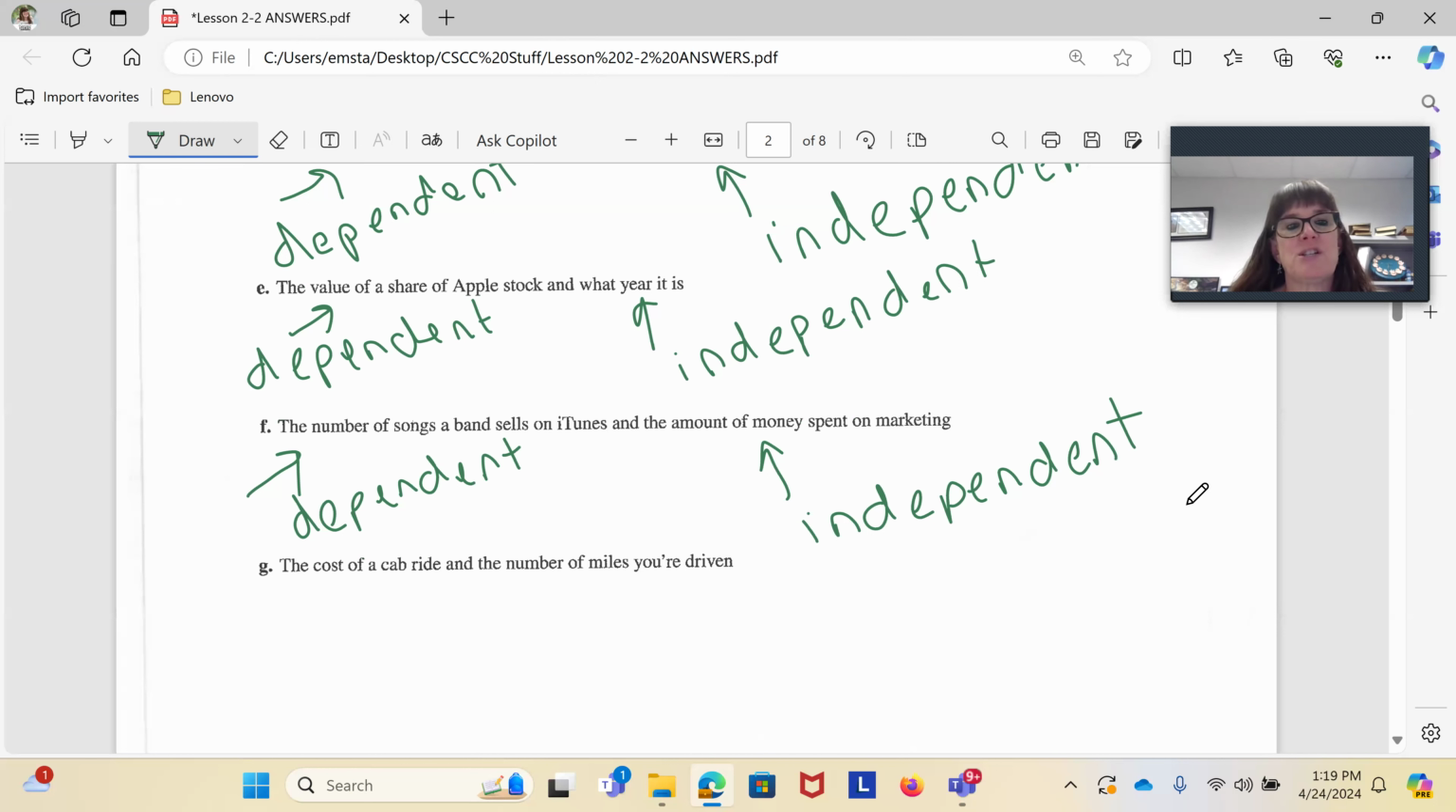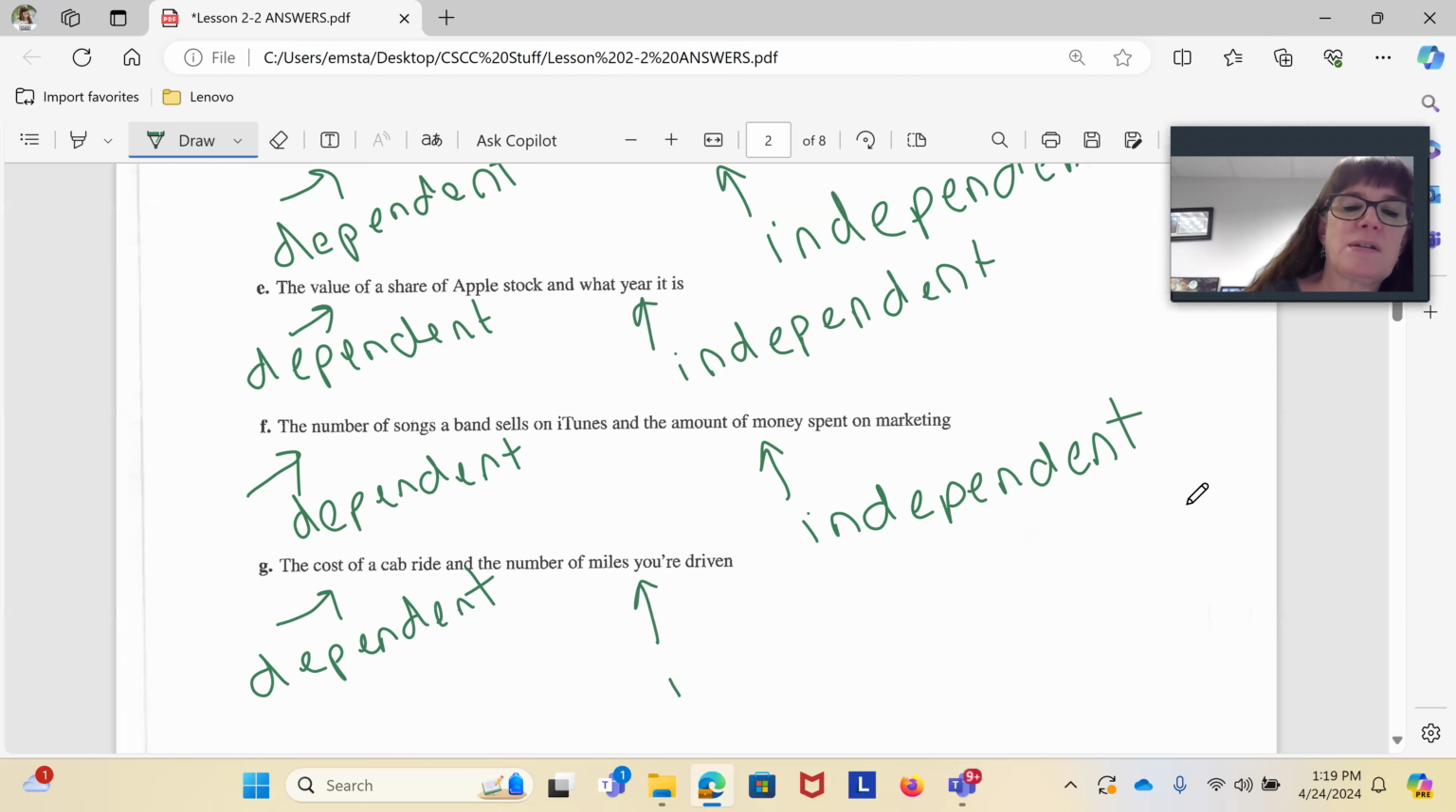The last one on this page is letter G, the cost of a cab ride and the number of miles you're driven. Does the cost of the ride depend on how many miles you've gone? Or does the number of miles you've gone depend on the cost? Generally, the cost is going to depend on how far you have to go. So the cost is the dependent. The cost depends. And the number of miles is the independent.